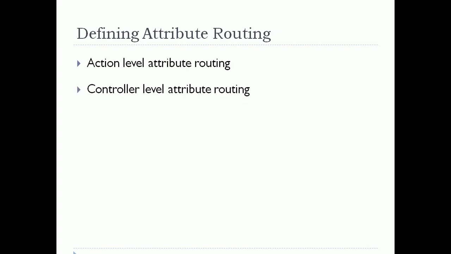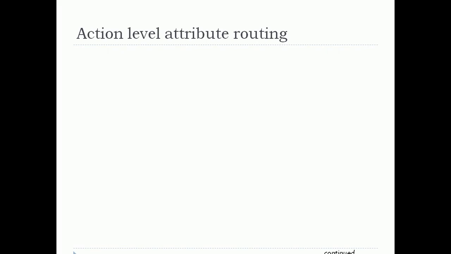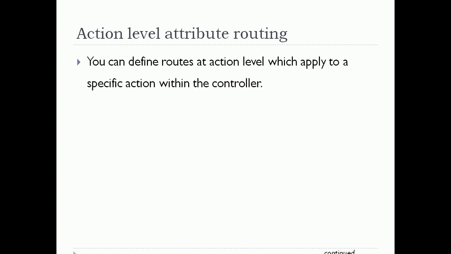Now let us see how to define attribute routing. Attribute routing is defined at an action level or at a controller level. In both ways you can define the routing. We will see this concept practically. First of all, we will concentrate on how to define attribute routing at action level. To define attribute routing at action level, you have to define the route on an action, in declarative form in square brackets.